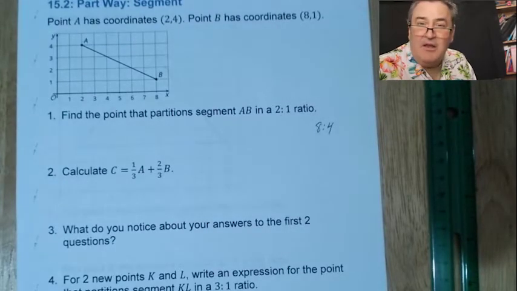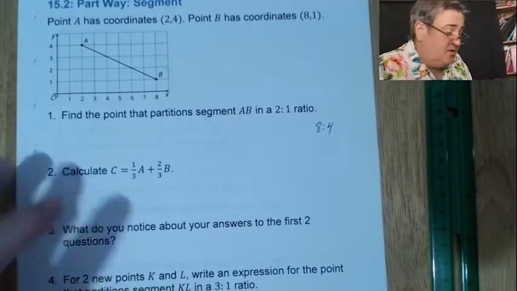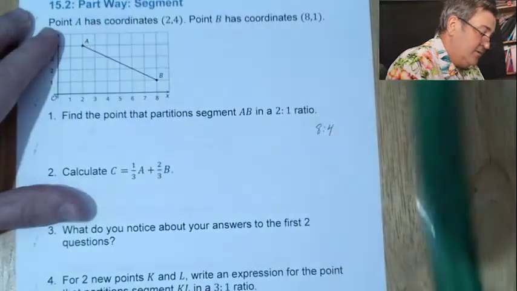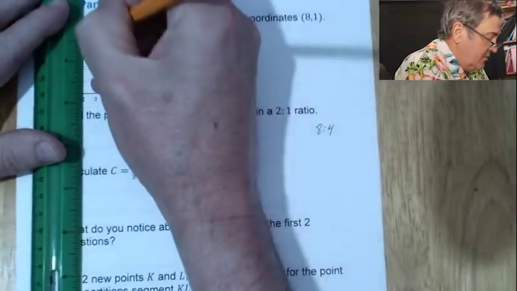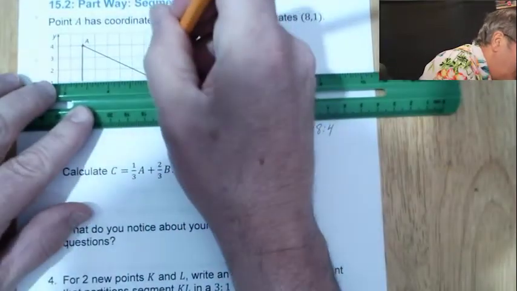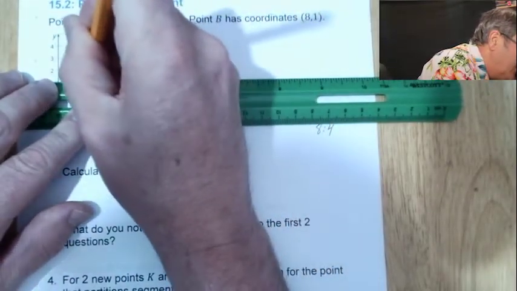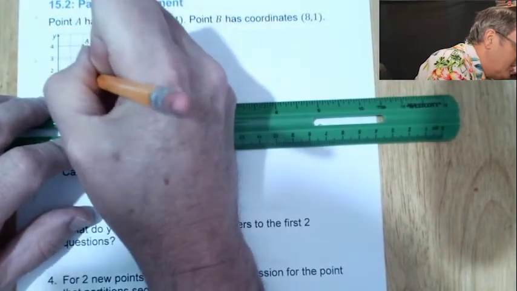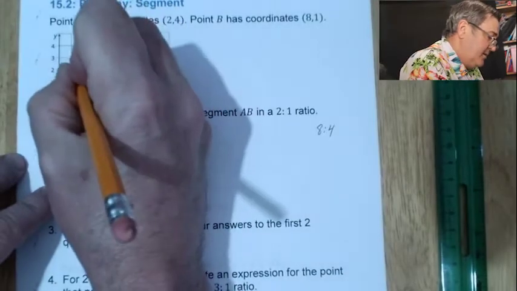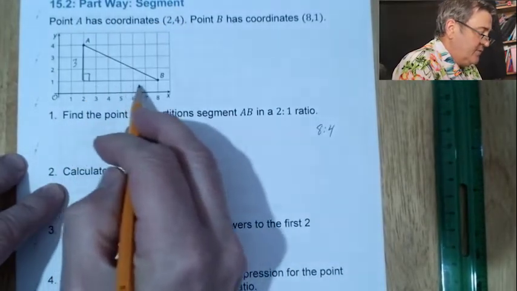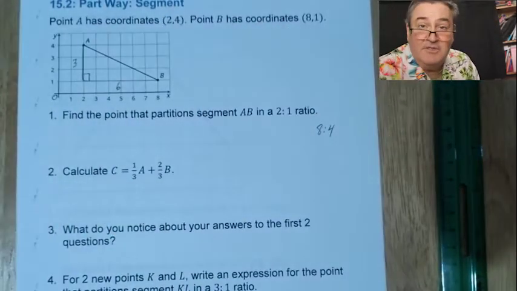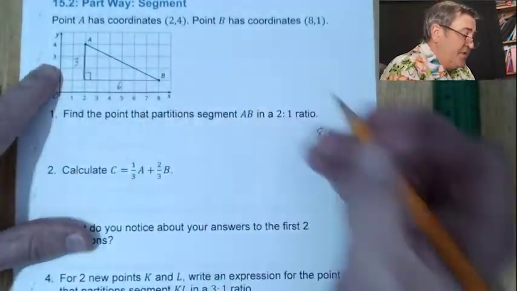So let's find out how long it is. From this point to this point, we can make a right triangle. And with our right triangle, this side has a height of 3, and the base is 1, 2, 3, 4, 5, 6. So we'll figure out how long that is. 3 and 6, so use the Pythagorean theorem.